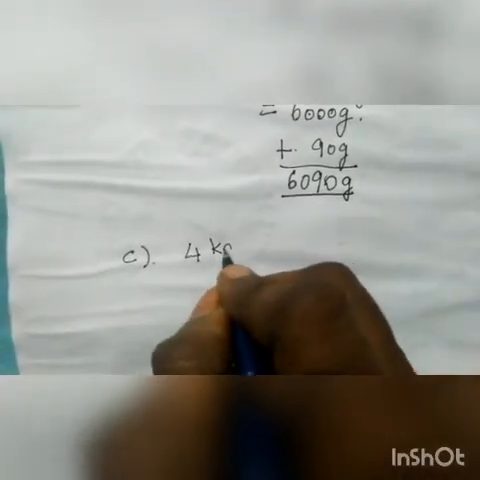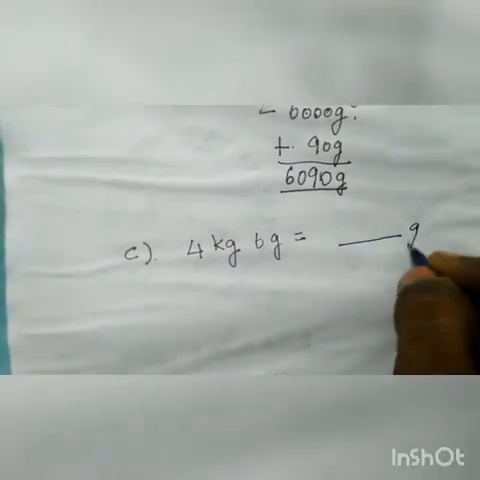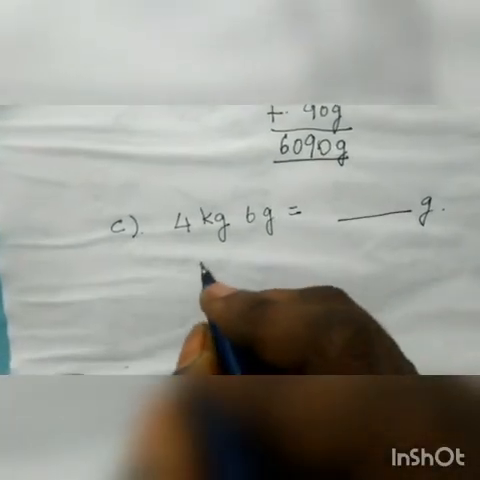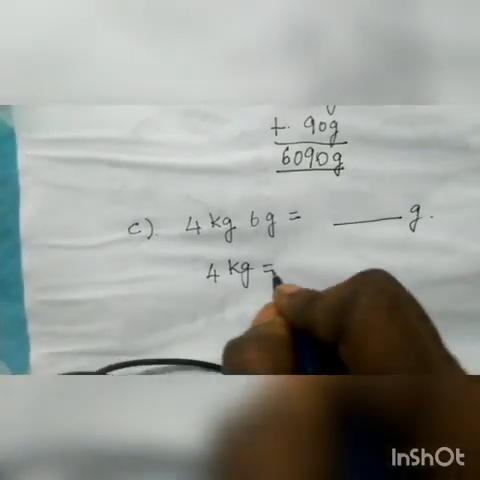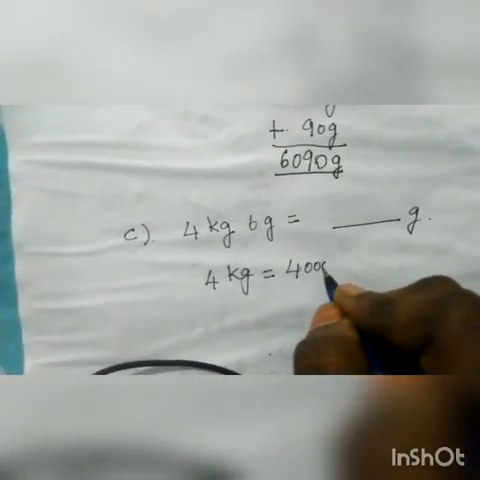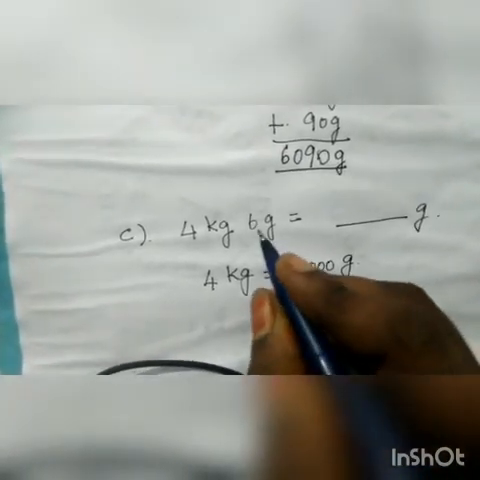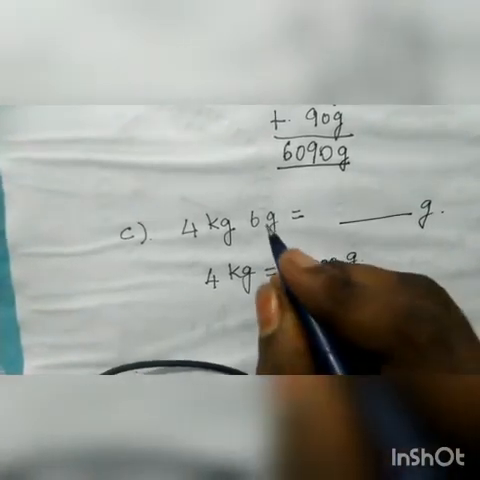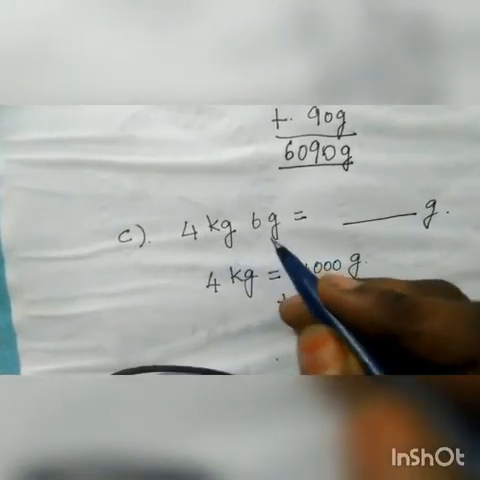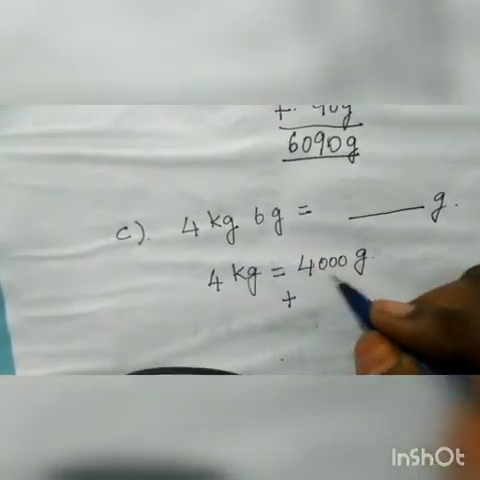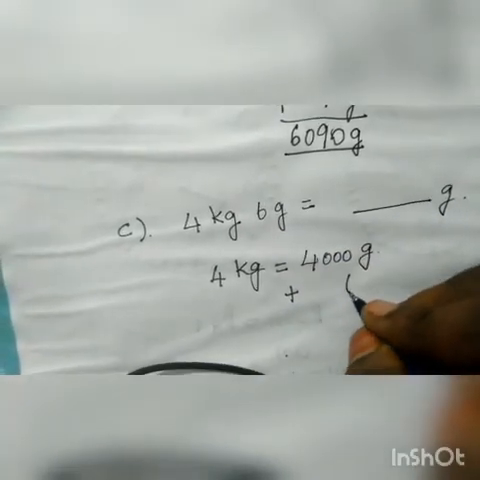4 kg 6 gram is equal to dash gram. By using the formula 1 kg is equal to 1000 gram, 4 kg is equal to 4000 gram. 1000 into 4 is equal to 4000. And we have 6 gram here, right? So we have to add 6 gram with 4000 gram, because here it is 4 kg plus 6 gram, which is 4 kg 6 gram. So 4 kg is converted as 4000 gram. So we have to write 6 under 4000 in the ones place.